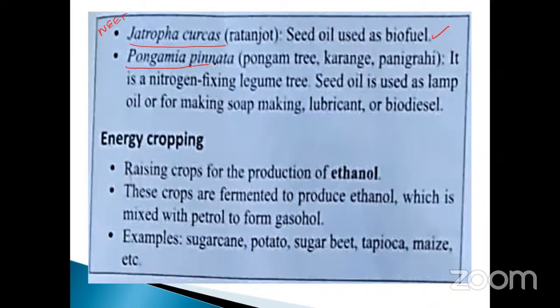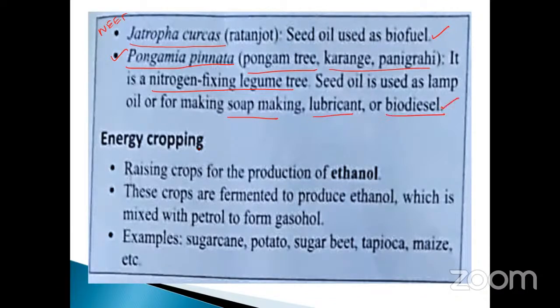The last one is called Pongamia pinnata, otherwise called the pungam tree. These are another type of plant. It's a small tree-like structure. It is a nitrogen fixing legume tree. It is also one of the leguminous trees. Seed oil is used as lamp oil and for making soap. Sometimes it may be used as a lubricant and also biodiesel.